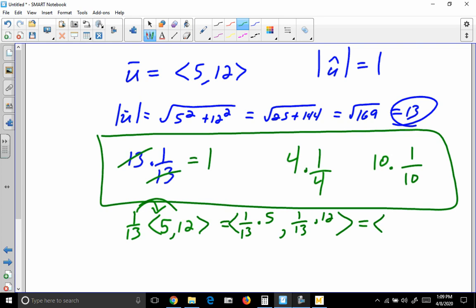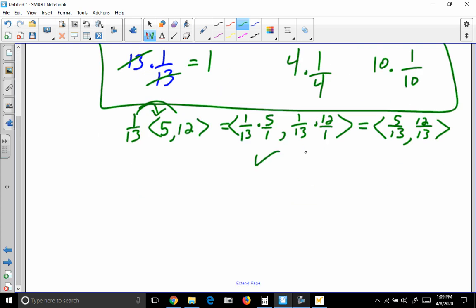So our unit vector would be 5/13, 12/13. So that would go the same direction. If we drew this vector and that vector, they would be pointed exactly the same way. This vector just has a length of 1. And let's check to make sure that it does have a length of 1.